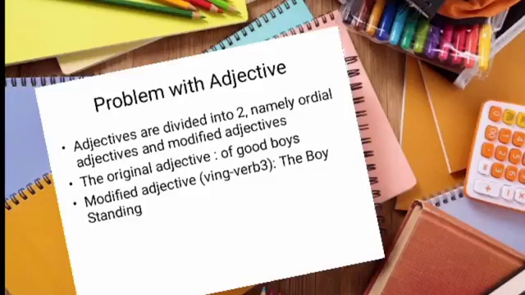And the second is modified adjective. Modified adjective, or verb ing, verb 3, is an adjective formed from a verb, usually located in front of or behind a noun. For example, a crying boy and a boy standing, right?